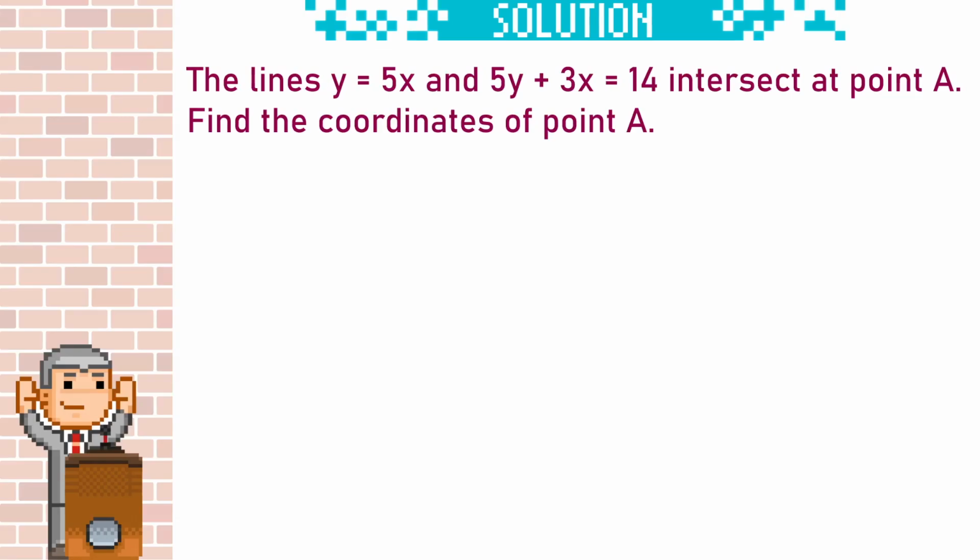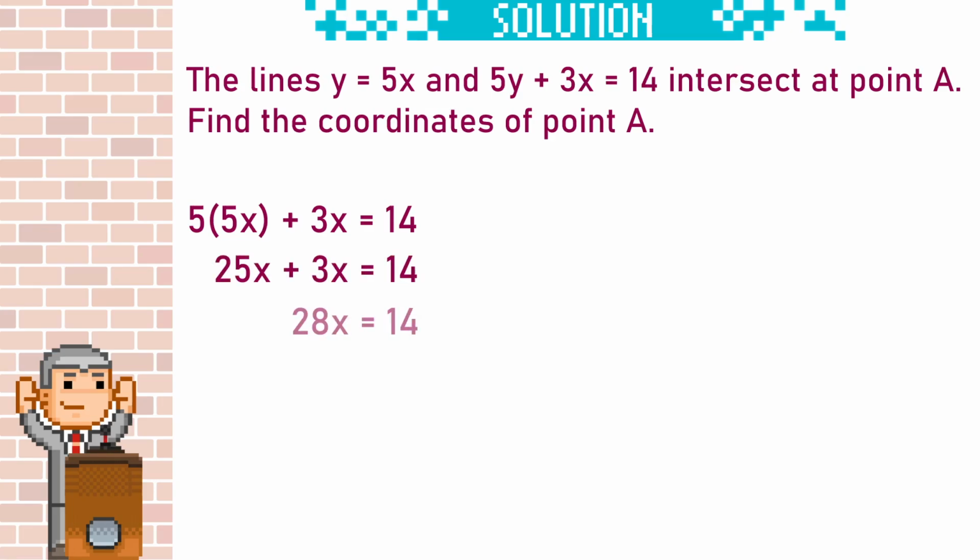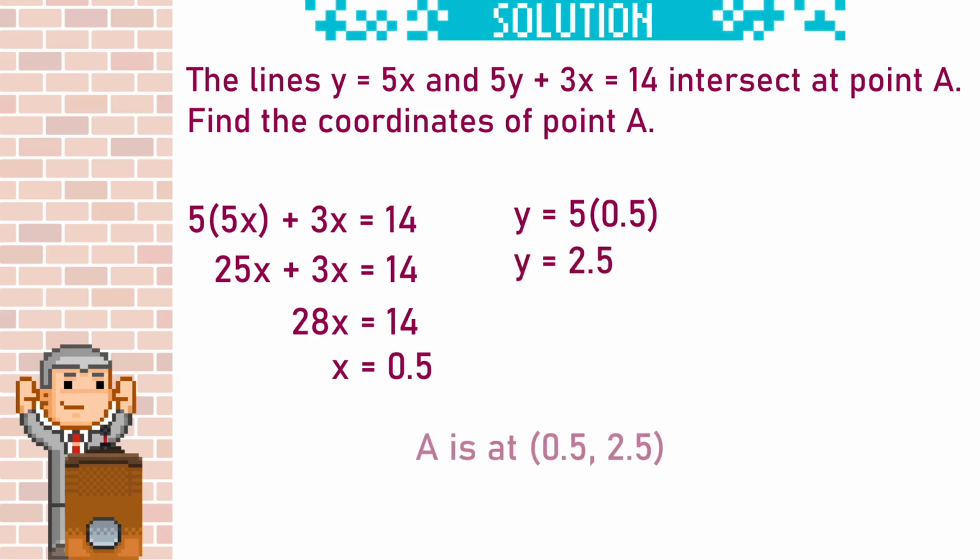To find point A, we can substitute the first equation into the second equation, since x and y values will be the same at point A. Y equals 5x, so we can rewrite the second equation using 5x instead of y. 5 times 5x is 25x, and then 25x plus 3x is 28x, and divide both sides by 28, we find x equals a half. We can then use the first equation, y equals 5x, to substitute this half in, which will be 5 times a half, which will be 2.5. So our coordinates will be 0.5 and 2.5 for point A.